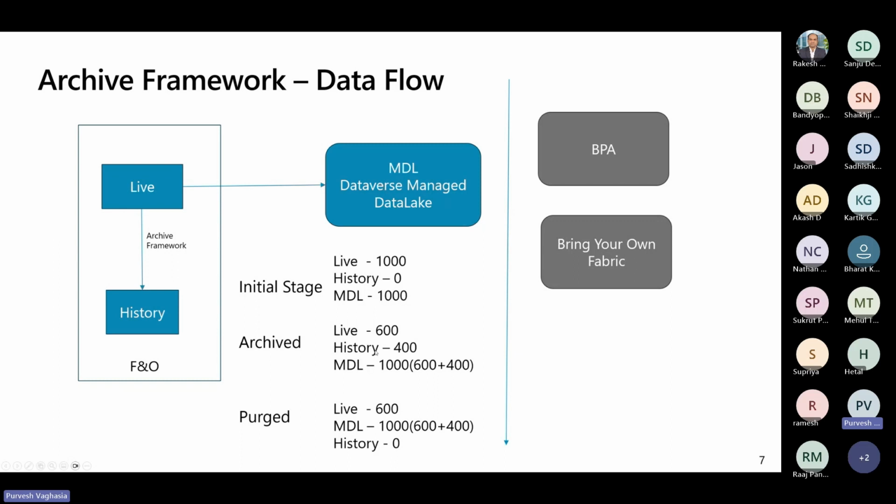When I run the data archive job for 400 records, those 400 records will get deleted from your live table. So the live table now contains 600 after the execution of my first data archive job. The history table will have 400 records, because those 400 records are copied over here. And in the MDL, there will be 1,000 records, but you can easily differentiate the live and archive data using the column I mentioned in the earlier slide, called sys data state code. In the managed data lake, the name of that column will be MSFT data state code.